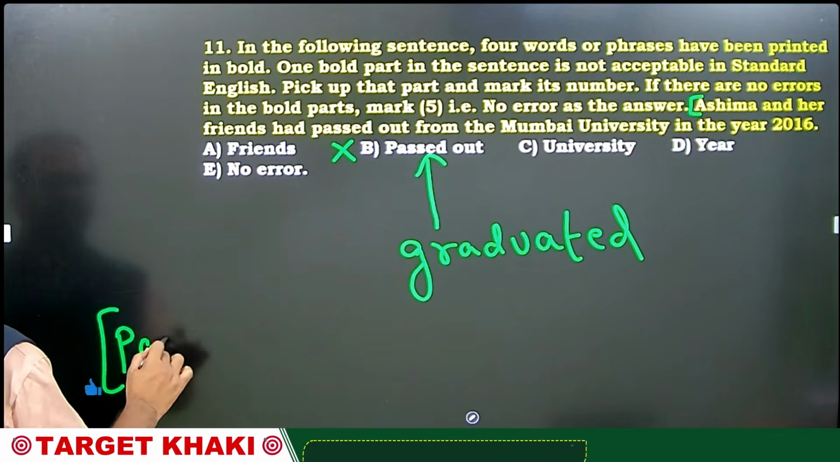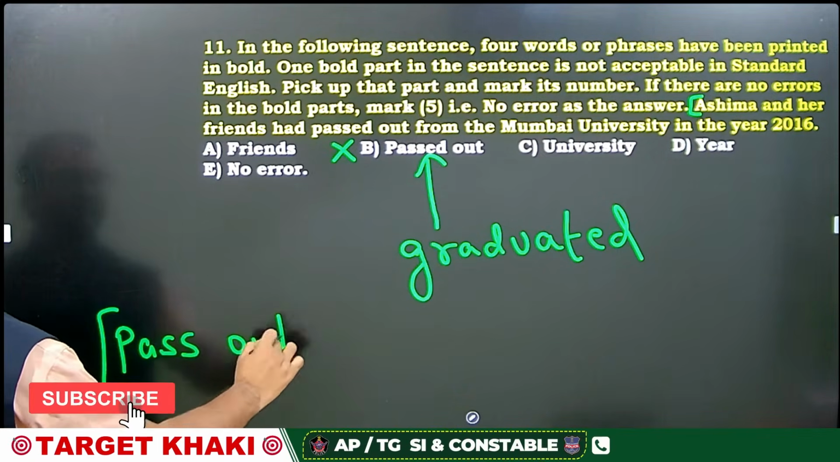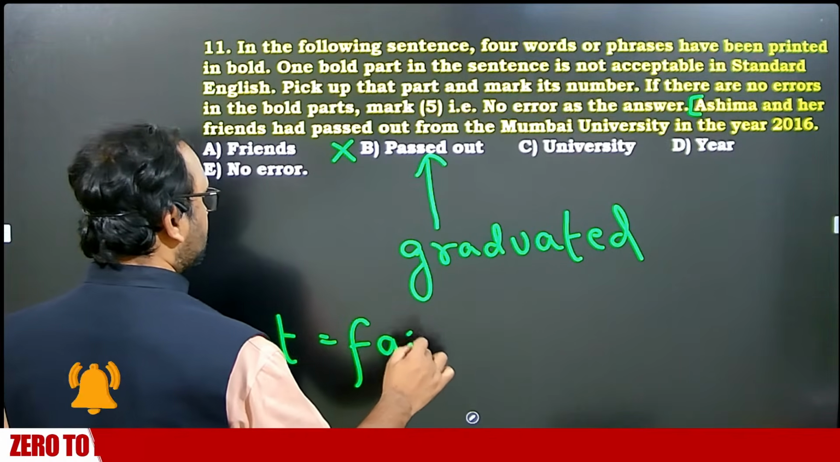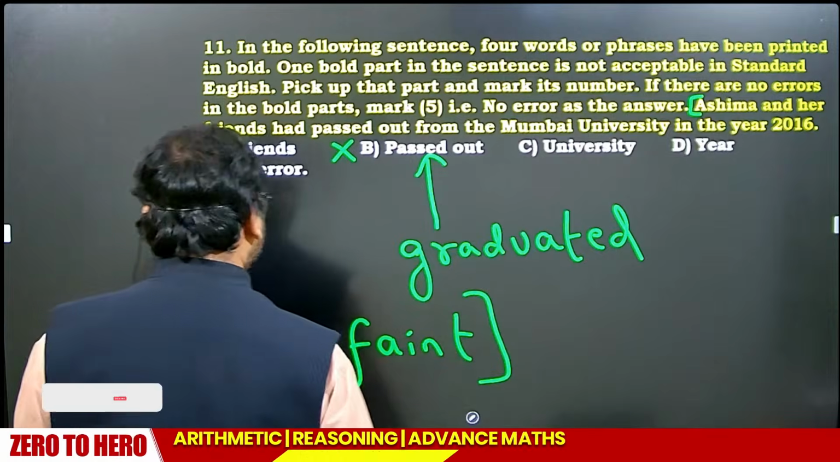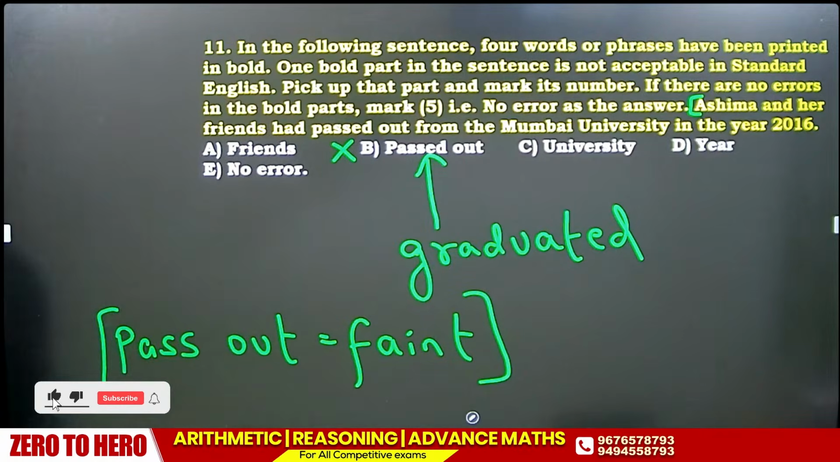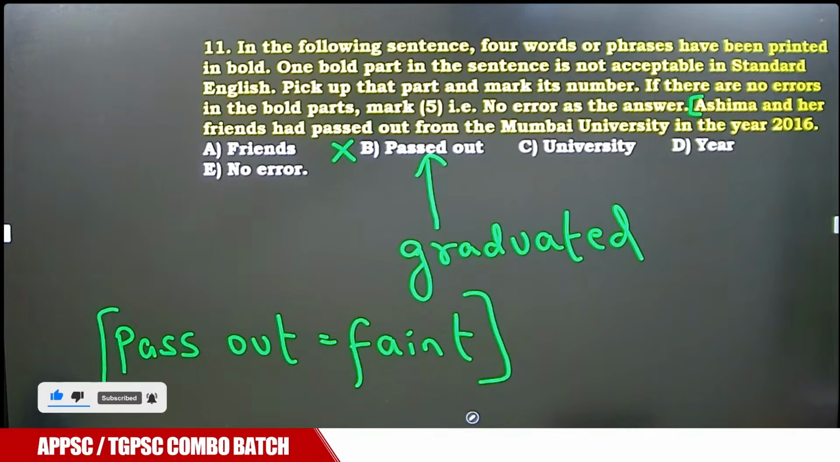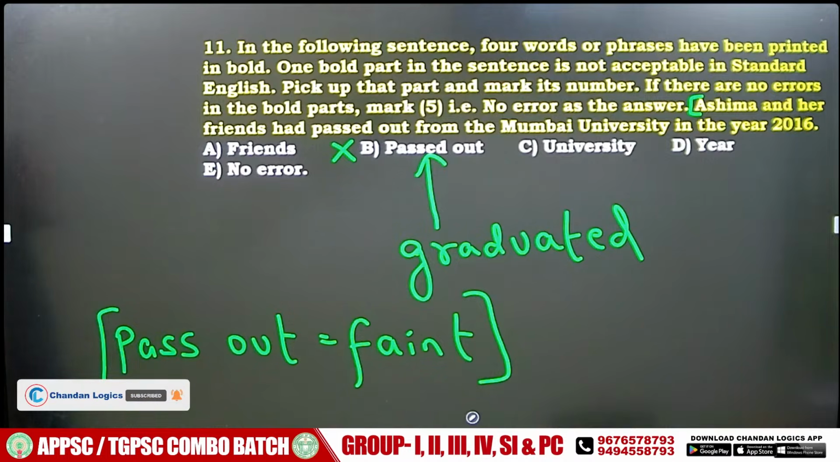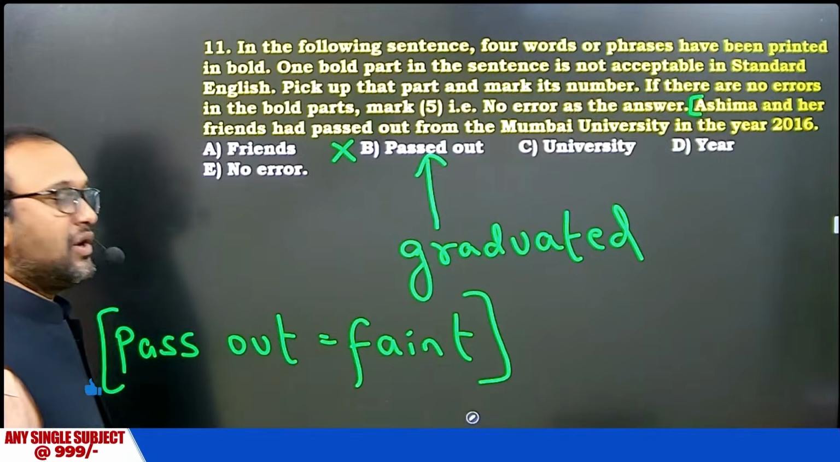To give you extra information, in phrasal verbs, when we say pass out, it means faint. When I heard the news, I passed out. Means I fainted. I fell down.